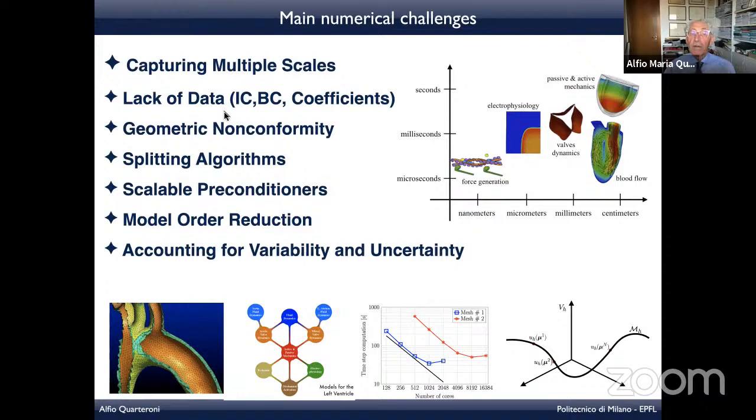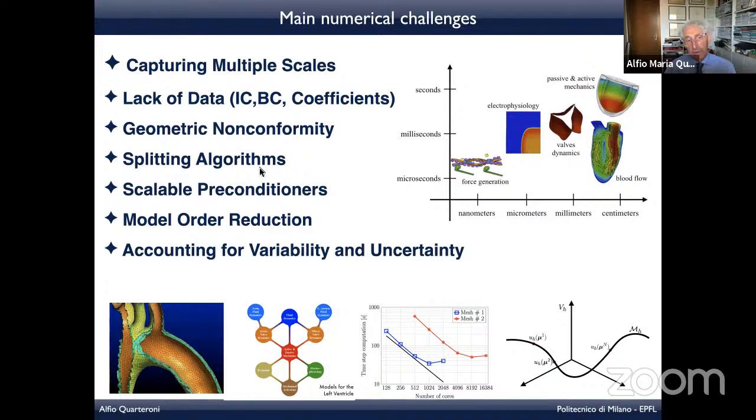We have lack of data. That's very important. We don't have initial conditions and boundary conditions, and we lack many coefficients. So we need to work a lot in terms of reproducing those data that are missing. This is one very important point that is behind the numerical solution of these partial differential equations. We have geometrical nonconformity. We generate grids with different methods for the fluid dynamics and for the myocardium, and we have to use patching algorithms to make sure that the different grids communicate in the right way.